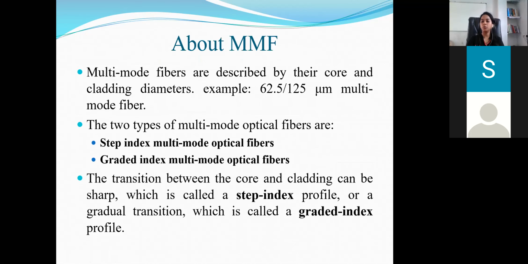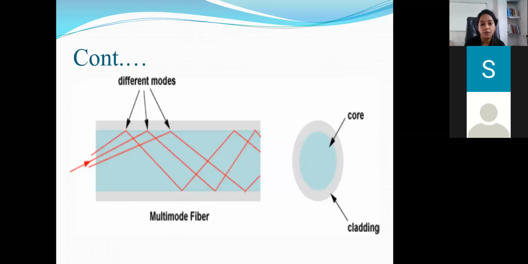About multi-mode optical fiber, we must know the different factors involved. The two types of multi-mode optical fibers are step index and graded index multi-mode optical fibers. Now, in multi-mode optical fiber you have two types. The first one is step index, and the second one is graded index multi-mode optical fiber. So what are step index and graded index optical fibers? We will see one by one.